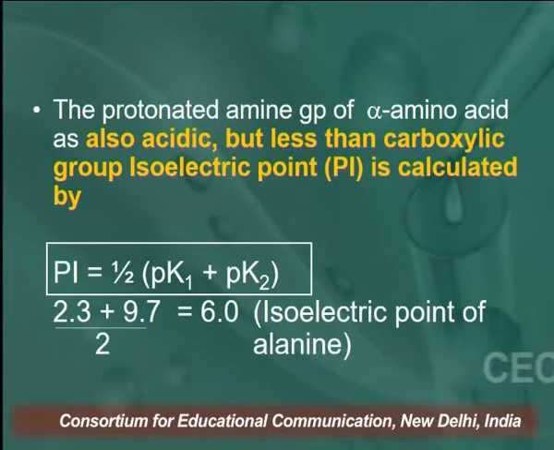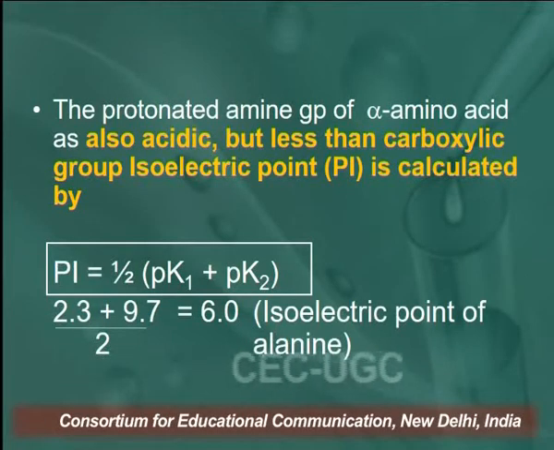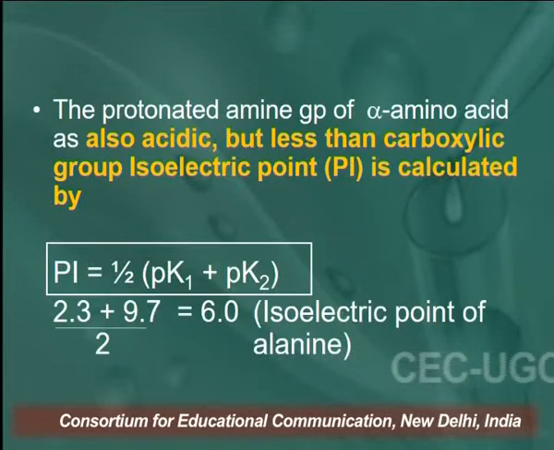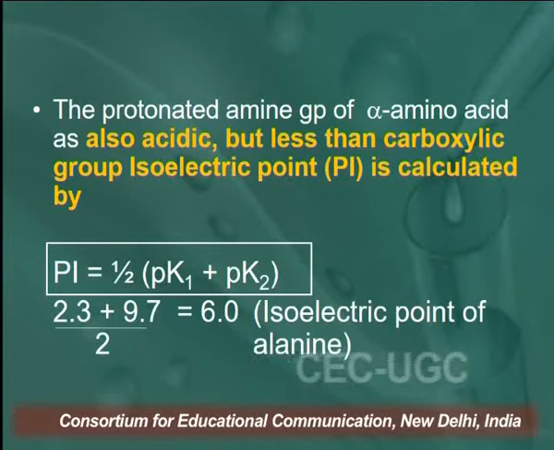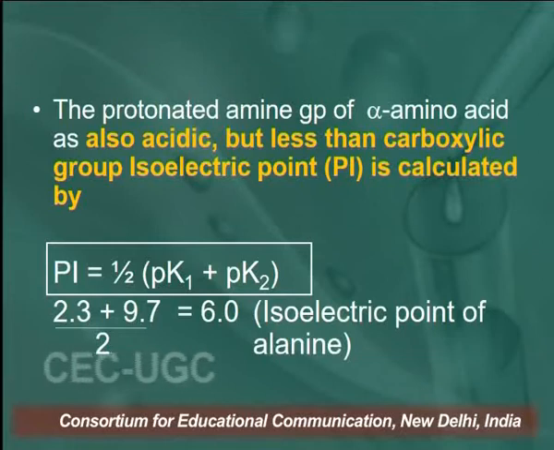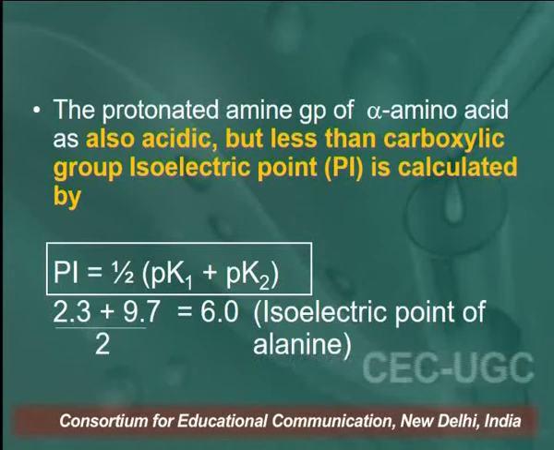So for glycine we have to calculate it. How do we calculate the isoelectric point? For that there is a formula: pI equals half of pK1 plus pK2. In the previous slide we have seen the pK1 value is 2.3 and the pK2 value is 9.7. That is divided by 2, so that is 6. So 6 is the isoelectric point of alanine.